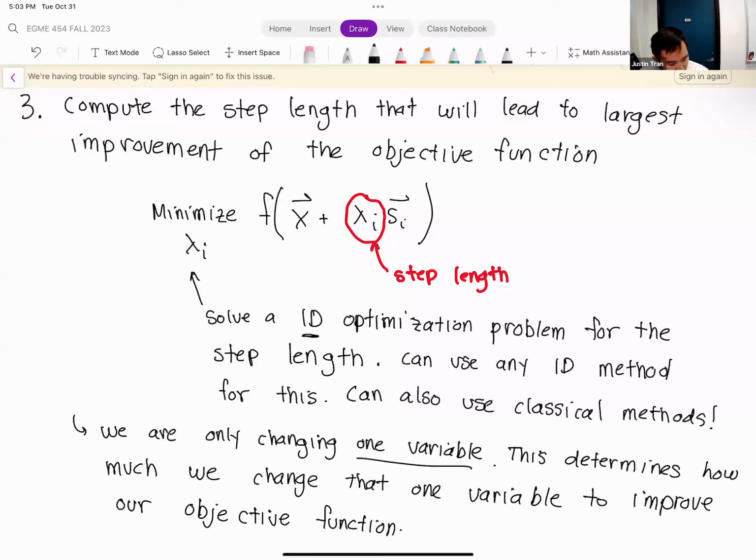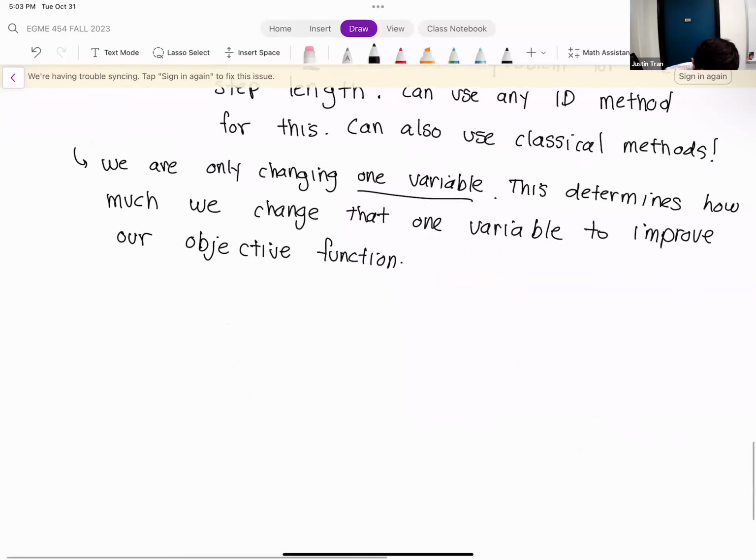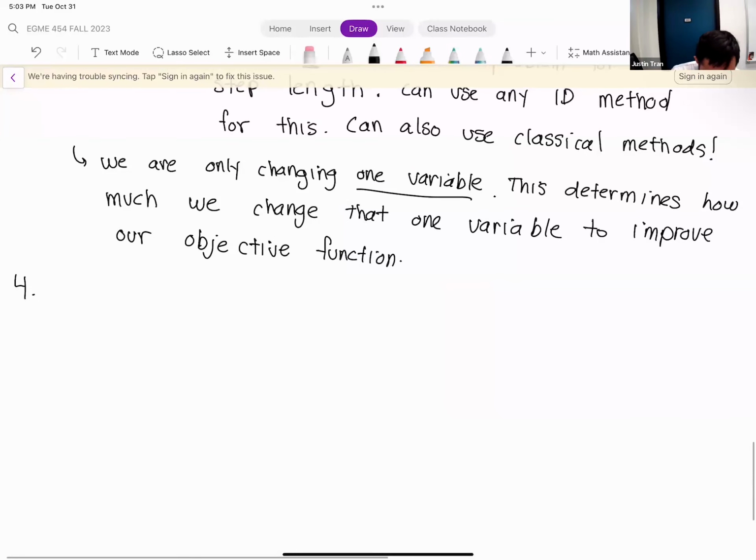Okay. All right, so let's go to the next step. Once the step length is determined, then you actually just take that step. There's no need in this case to check to see if it's an improvement. Ideally, if you did step 3 properly, then it is going to lead to improvement, so we can just go ahead and take that step.